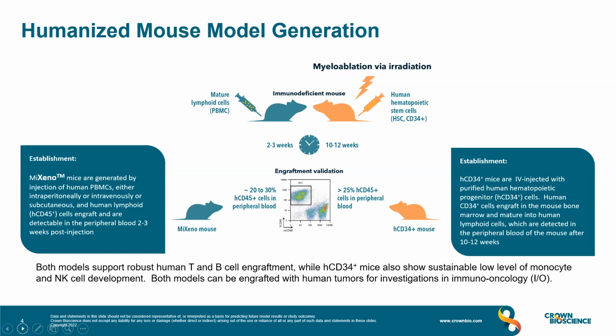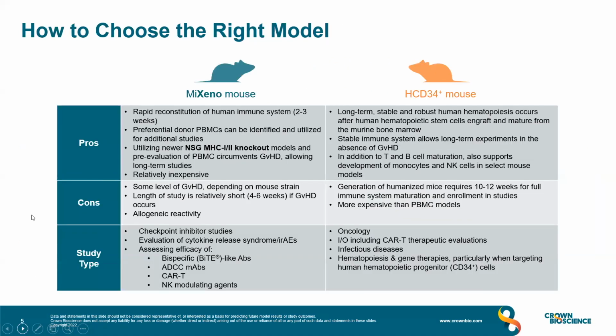So both models have certain applicabilities and certain drawbacks. And here we list the pros and cons of each model. The mixed xeno model is essentially the human PBMC model. Again, it's very rapid in humanization. It's relatively inexpensive because of that. And you can go back and actually do successive experiments using the same donor PBMC, so you have the same genetic background in generating these mice. However, there's some level of graft versus host disease, GVHD, depending on the strain. So the studies that we employ are relatively short in analysis, before GVHD occurs. And there's quite a bit of allogeneic reactivity in these mice.